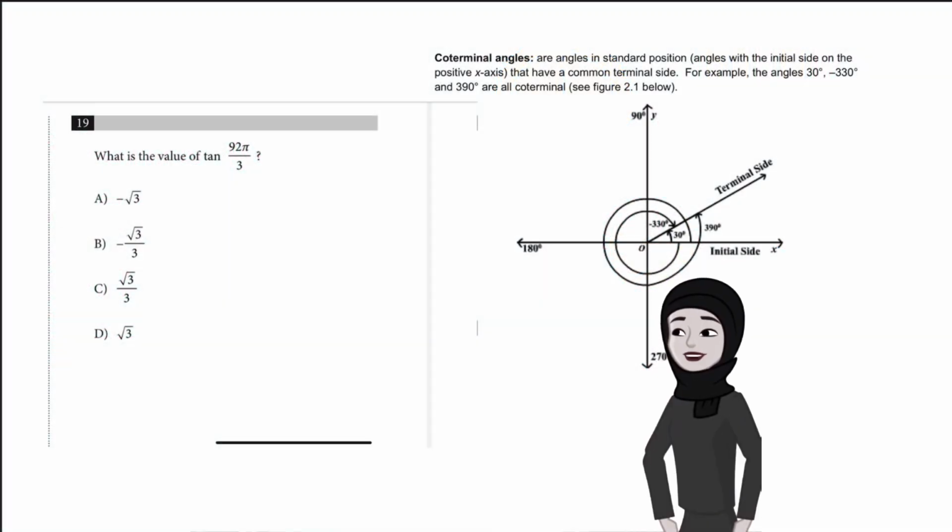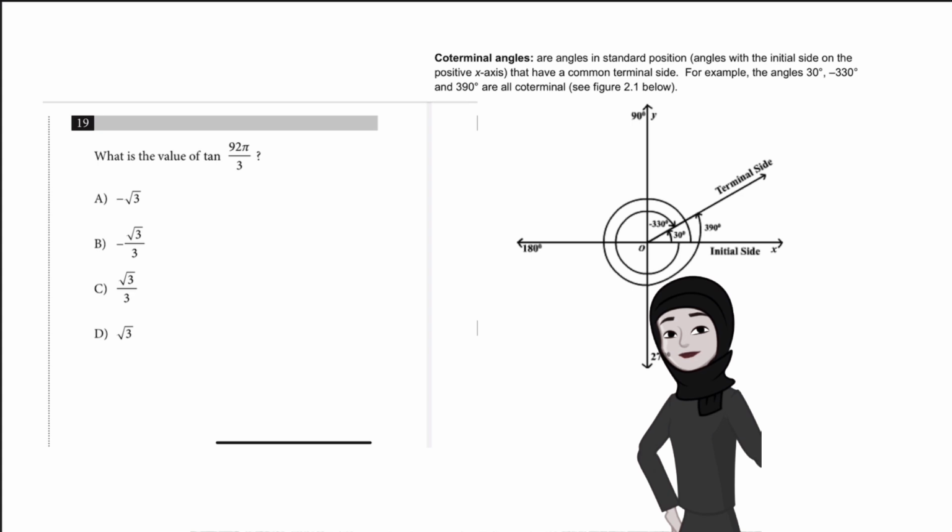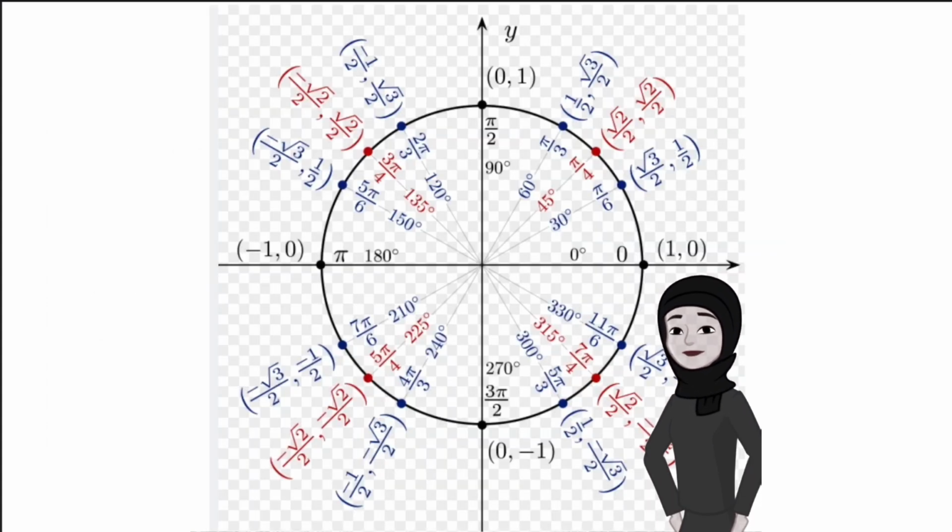So now let's move on to question number 19. What is the value of tan 92π/3? First of all, a trigonometric ratio can be found using what we call a unit circle. A unit circle is nothing but a circle with a radius of 1.